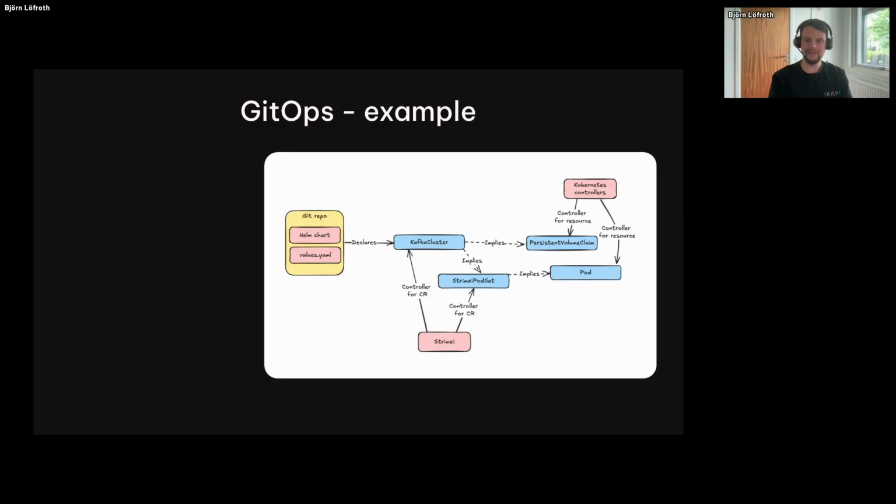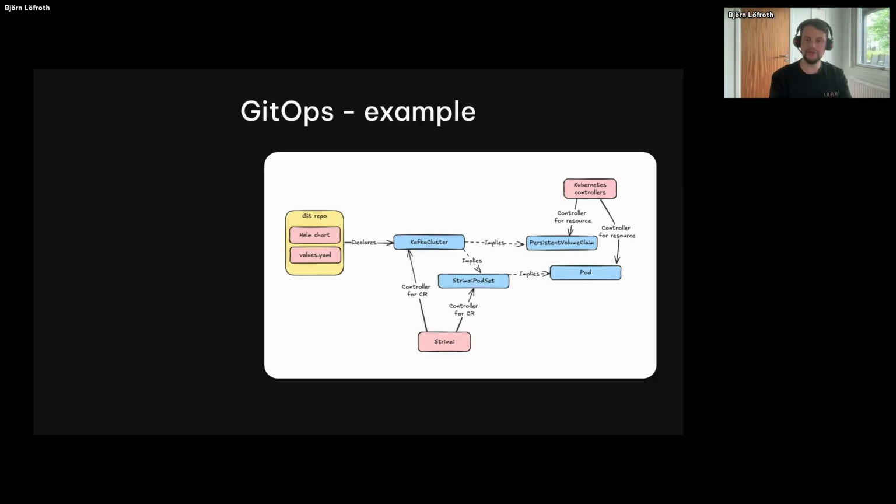Nonetheless, if we look at an example here, how can it look like? You probably have similar setups in your teams when you deal with Strimzi, but you can have a Git repository with a Helm chart and some values file, or maybe multiple values files for different environments. And in turn, this declarative configuration gets deployed inside a Kubernetes cluster, and you get your Strimzi resources, such as the Kafka cluster.